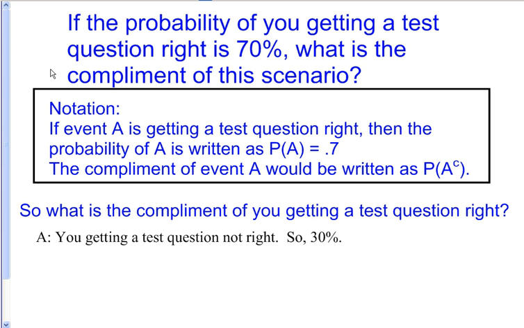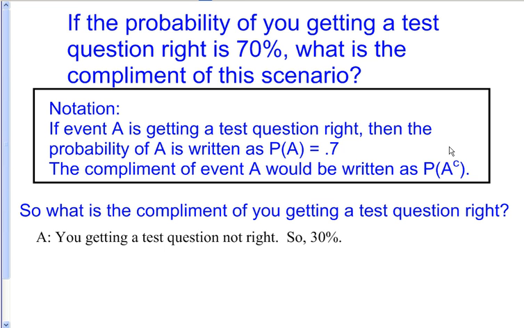It says if the probability of you getting a test question right is 70%, what is the complement of this scenario? And so the notation here is if event A is getting a test question right, then the probability of A is written as P of A. That's just the probability of A. And that probability is 0.7 or 70%. And so the complement is written as probability of A, with a C power, but that just means it's the complement. So let's look down below. What is the complement of you getting a test question right? Well, the answer is you getting a test question not right. So the complement is 30%. So the complement is basically just everything else.